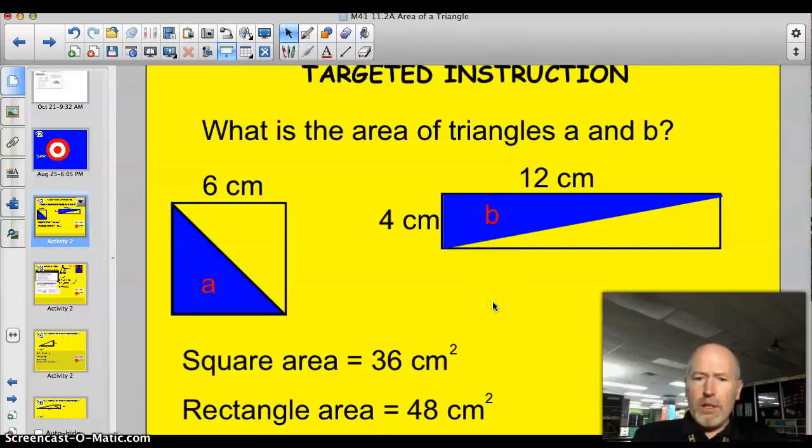Well, if you said 1/2 of 36 square centimeters, you are correct because the triangle is exactly half of the square. So if the square is 36, half of 36 is 18. Half of 48 is 24 square centimeters. Kind of cool, huh? Hope I made you think about that one.